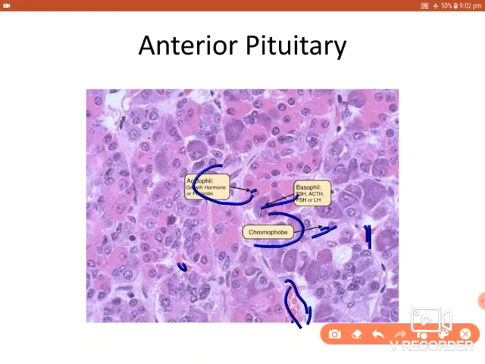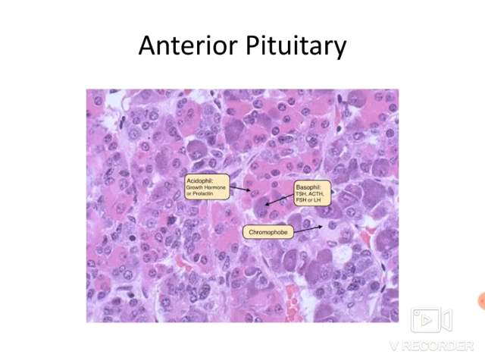The acidophils include the somatotrophs and the mammotrophs. The somatotrophs secrete somatotropin, and the mammotrophs secrete prolactin. The basophils consist of gonadotropes, which secrete follicle stimulating hormone and luteinizing hormone, thyrotropes, which secrete thyroid stimulating hormone, and corticotropes, which secrete adrenocorticotropic hormone. So that's about the anterior pituitary.